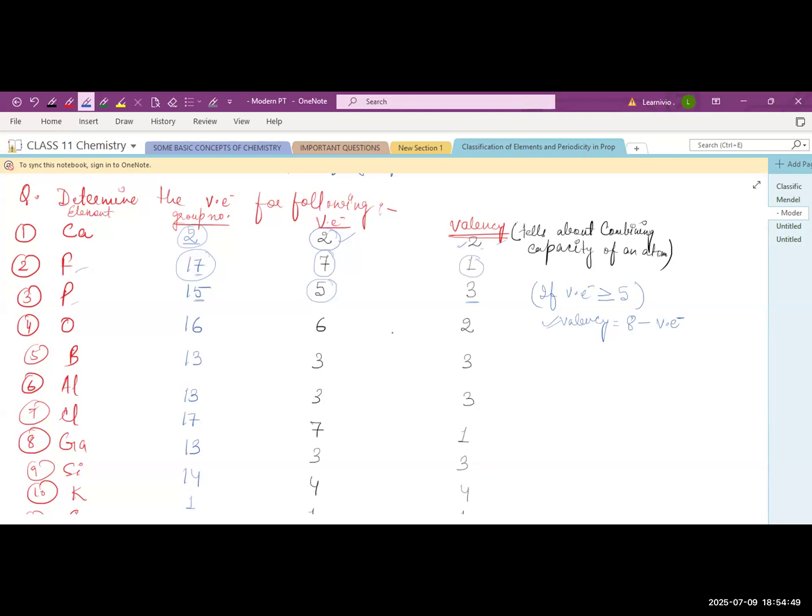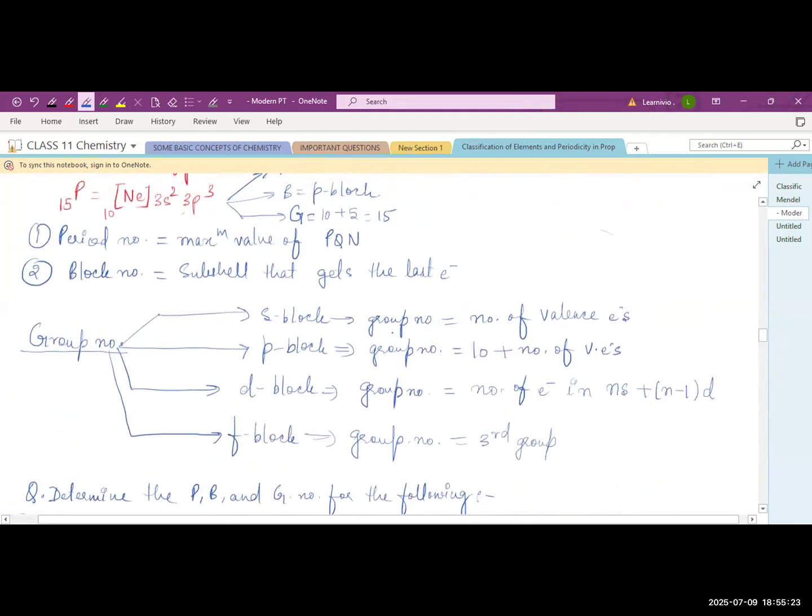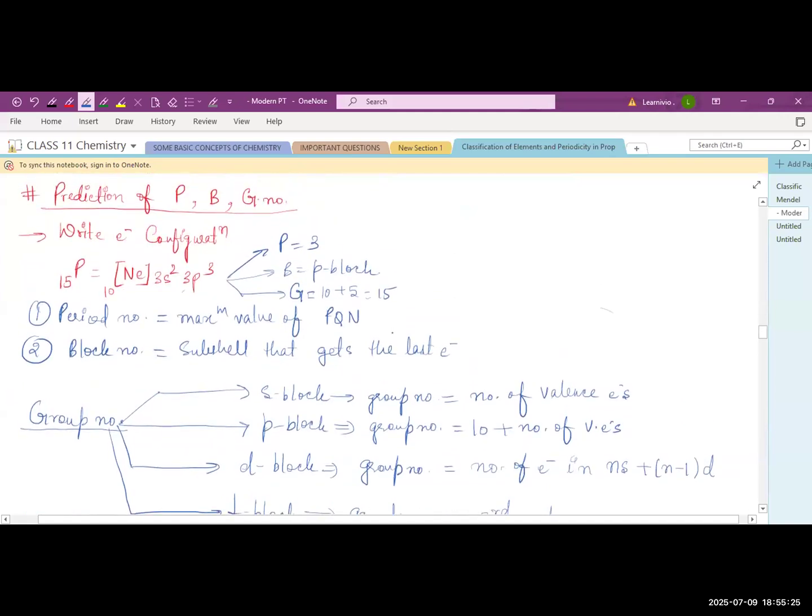If you don't know the group number, but you know the atomic number, then you can find the group number, right? I have discussed the trick. If you know the atomic number, first try to write down the noble gas configuration, and after that you will find the period. The maximum principal quantum number will be equal to the period. After that you will find the block, and I will give you some formulas here. So first, how to predict the block, group, and period number.